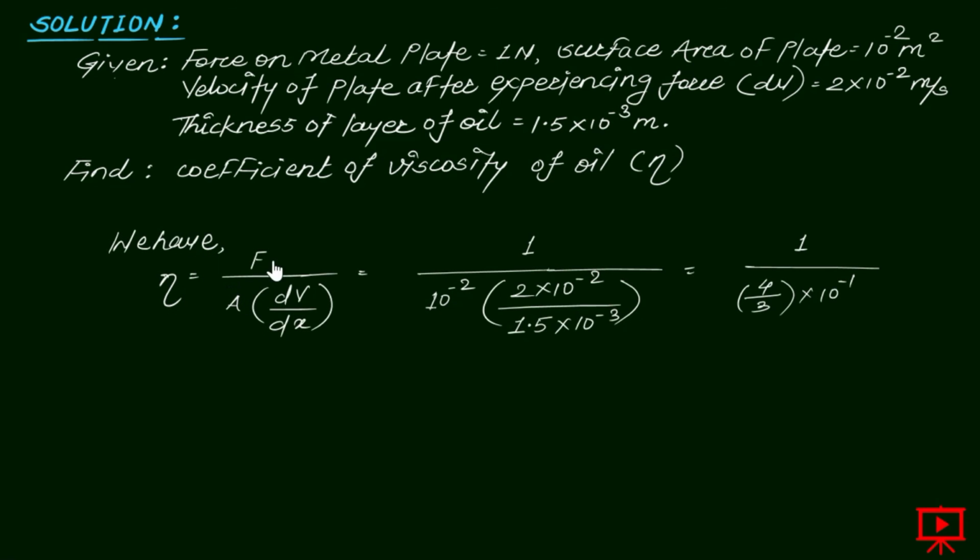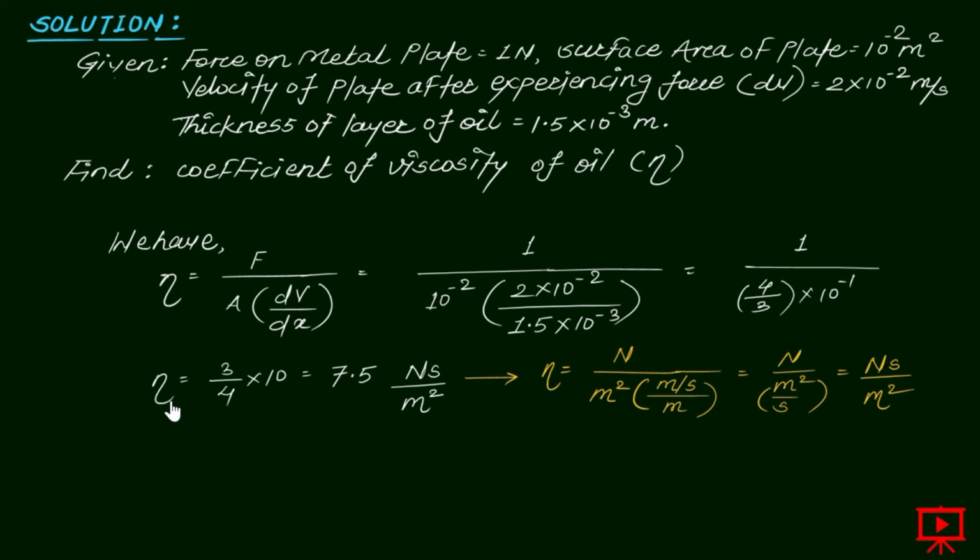So we have eta is equal to force upon area into velocity gradient, that is dV by dx. So we'll substitute these values. The force is 1 Newton, so entire things are in SI units, so no need for a conversion. So 1 Newton upon 10 raised to minus 2 meter square into 2 into 10 raised to minus 2, that is dV, and 1.5 into 10 raised to minus 3 is the thickness, which is equal to 1 upon 4 by 3 into 10 raised to minus 1. So finally eta is equal to, this 3 goes up, so 3 by 4 into, and this 10 raised to the power minus 1 goes up with a positive sign, so 10 raised to plus 1.